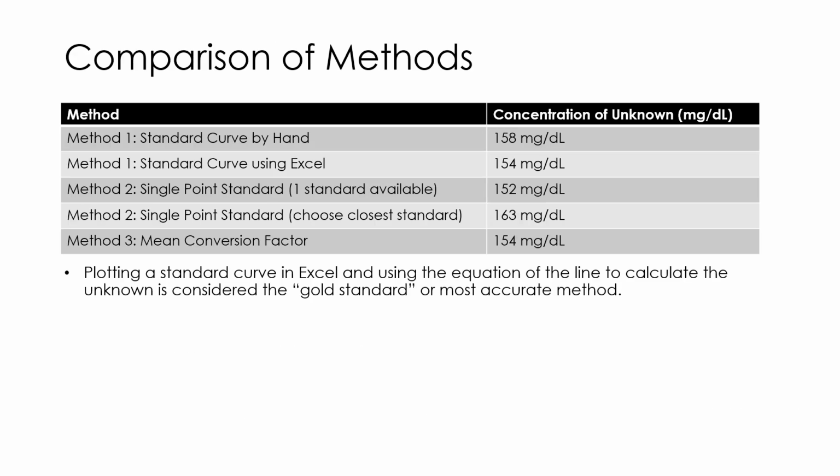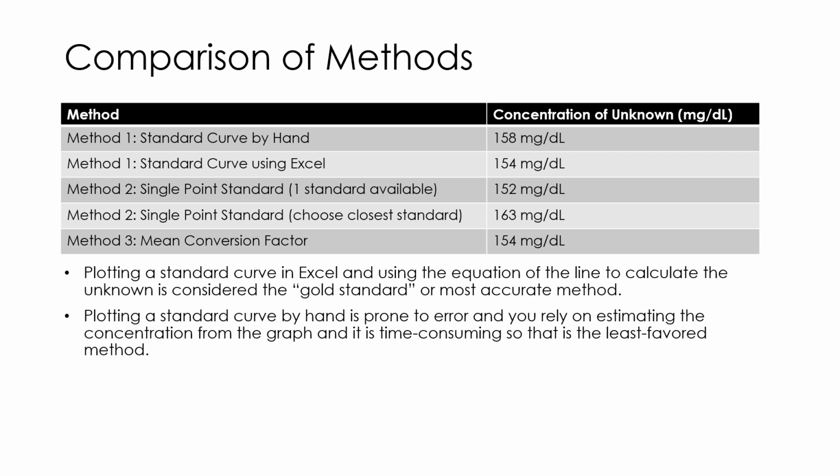The table above shows the unknown's concentration that was determined by each method we discussed. Plotting a standard curve in Excel or on an equivalent graphing software and using the equation of the line of best fit to calculate the concentration of the unknown is considered the gold standard, or most accurate method. Plotting a standard curve by hand is error-prone and time-consuming, and you are relying on your ability to accurately estimate the concentration from the graph, which makes this our least preferred method.